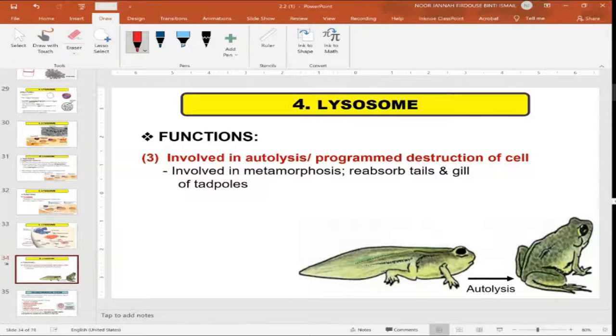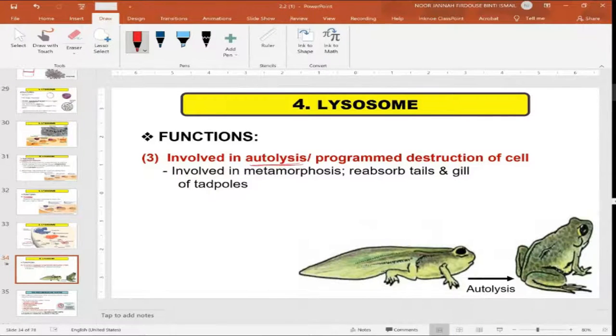Another function of lysosome involved in autolysis. The cell destructive program. Merosakkan diri sendiri. Kita dalam badan kita memang ada masanya sel kita akan bunuh diri sendiri, untuk memberi laluan kepada sel yang baru. Cell destructive program. Contoh paling senang kita nak tengok kegunaan autolysis ni adalah dalam metamorphosis of frogs. Daripada level berudu, tadpole, to when it develop into an adult frog.